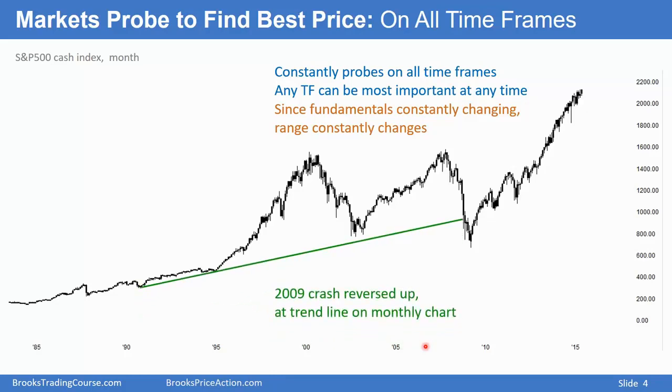However, it's always reversing at some kind of support or resistance. And we had this big collapse in 2009, and look where it reversed up. If you drew a trend line across these lows, it broke right below that trend line and reversed up. Although I don't have it shown, this is the 1987 crash. It also reversed up from a trend line across those lows. The market probed down to support, also support of a prior low, and found buyers just below, and then reversed up.